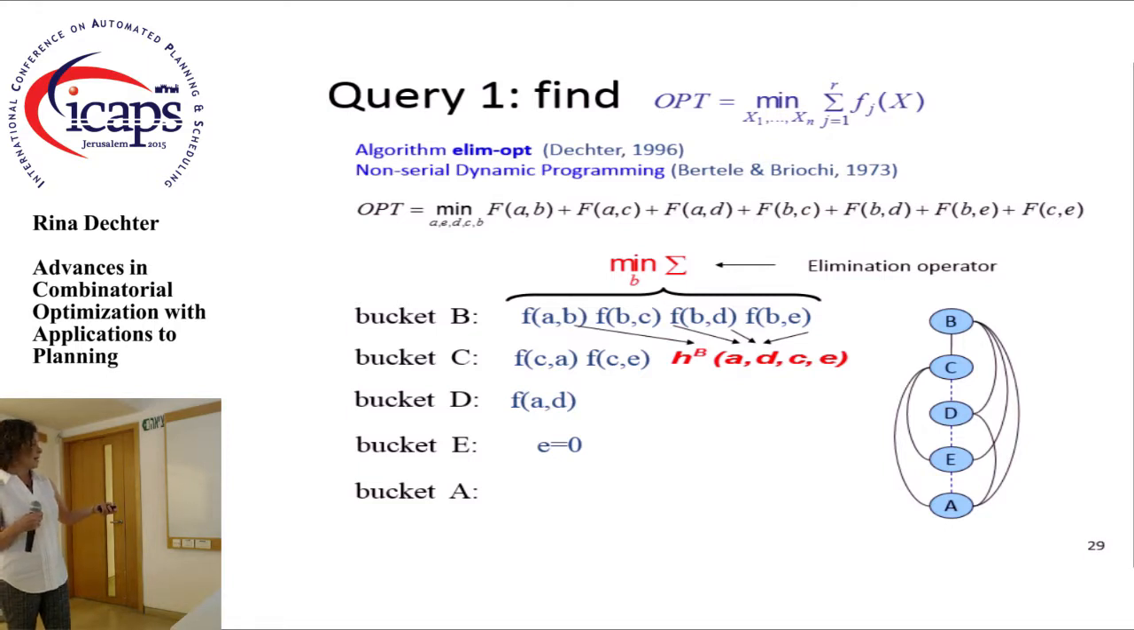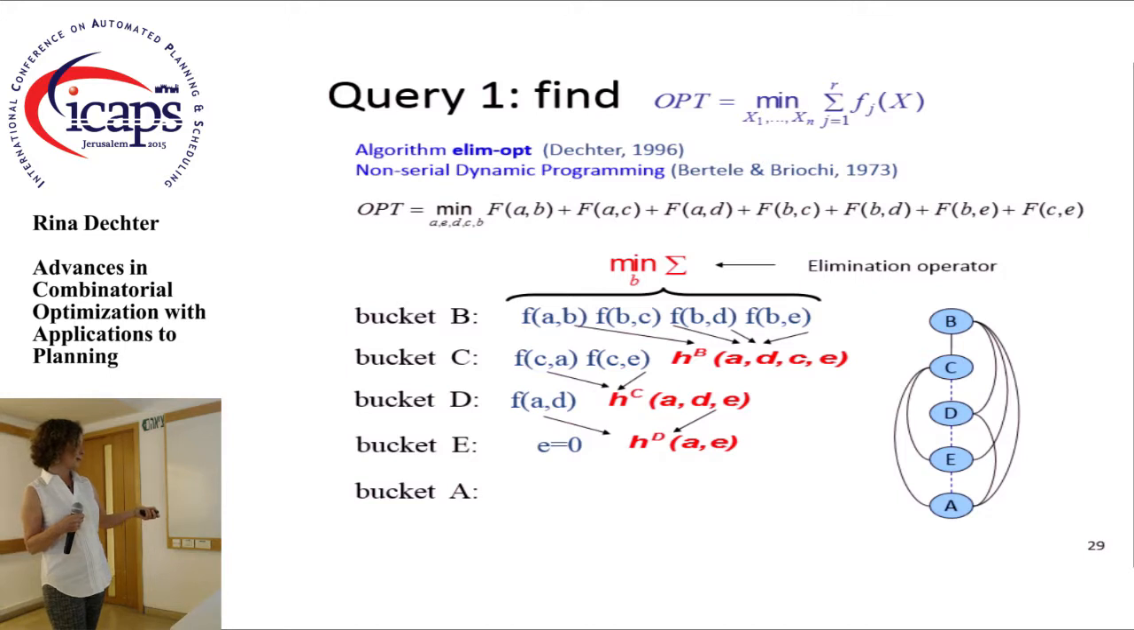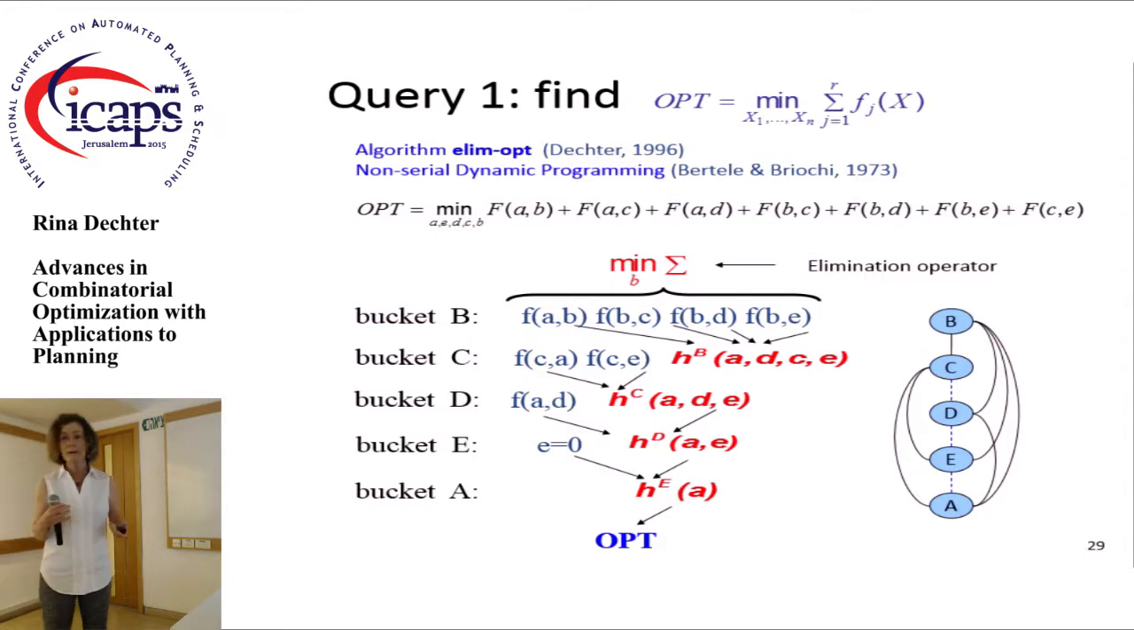It's a table. And then we continue with D. We will sum and generate a function over A and E. Here we will assign a value. We get this. And here, by minimizing over A, this is a function on A only, we get the cost of the optimal solution. So this is the variable elimination algorithm. Bucket elimination is a particular variant of it that makes use of this bucket data structure.